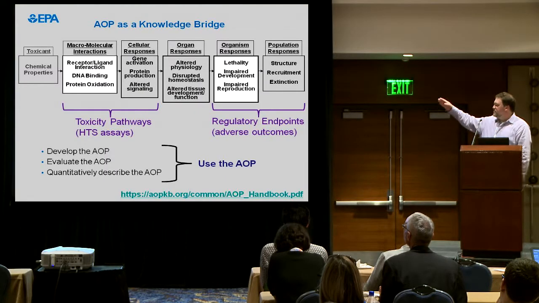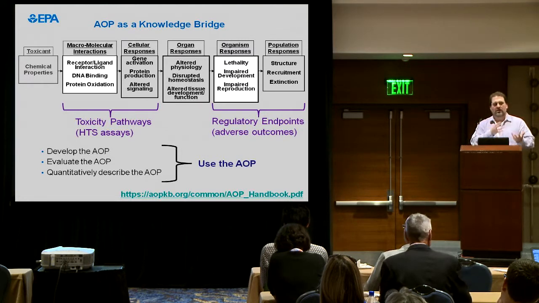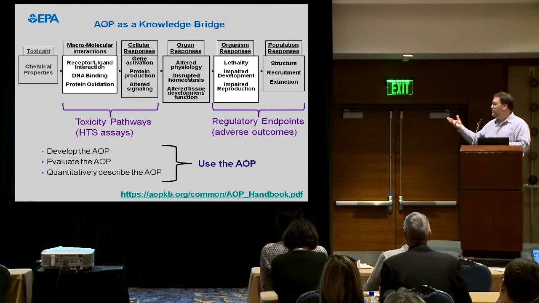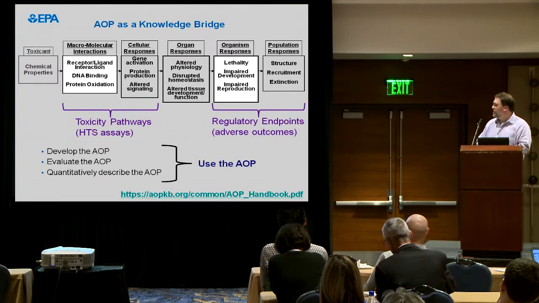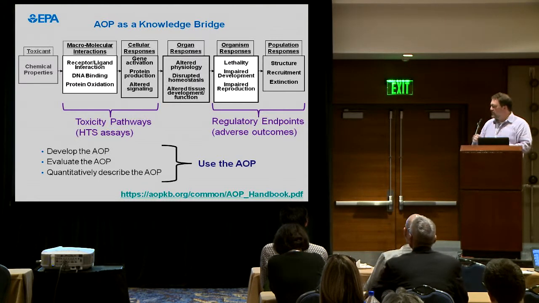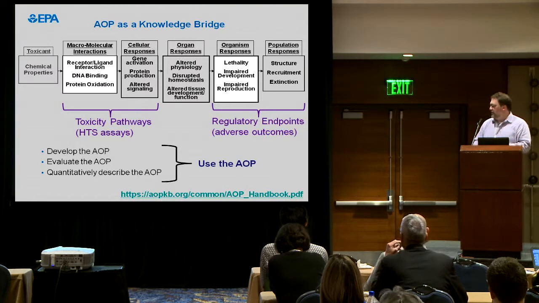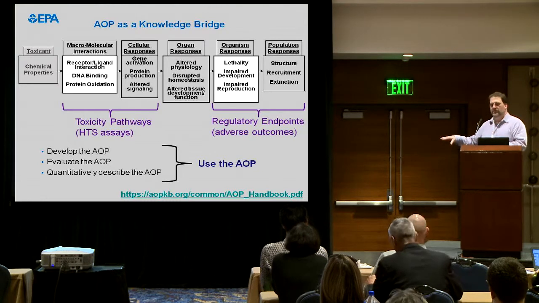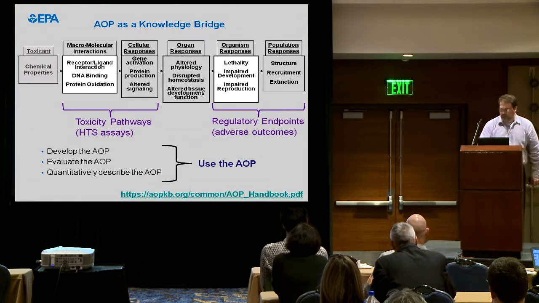Basically, you're providing a series of steps along the way to help describe how a perturbation that you might see in an in vitro assay would relate to something at the organism or population level. I'll go briefly through three overlapping steps: developing the AOP, evaluating the AOP, quantitative description of the AOP, and then once you have it, what do you do with it? I'm setting that up because then I'm going to work through an example in the Wiki where we show all of those steps.